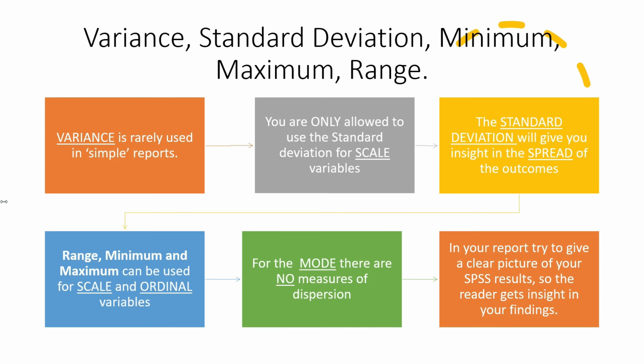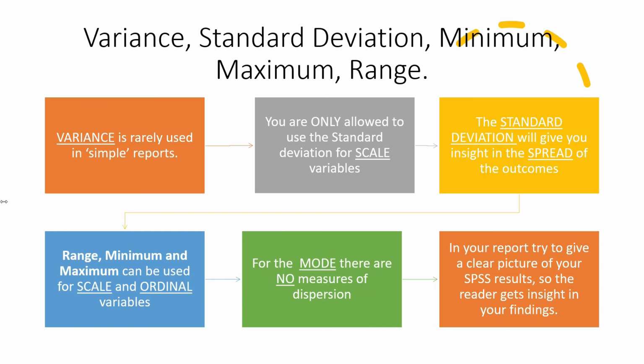Some final thoughts. You're only allowed to use the mean for scale, ratio, interval. You will rarely use the variance in a simple report. Mostly standard deviation is okay. You are only allowed to use standard deviation for scale variables.